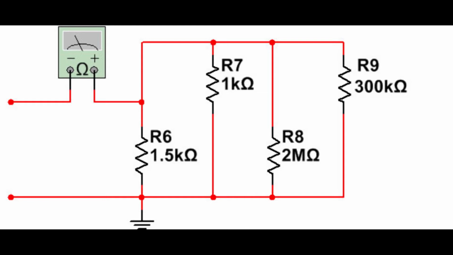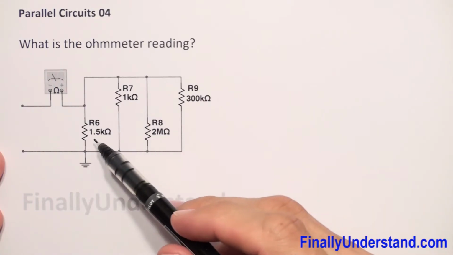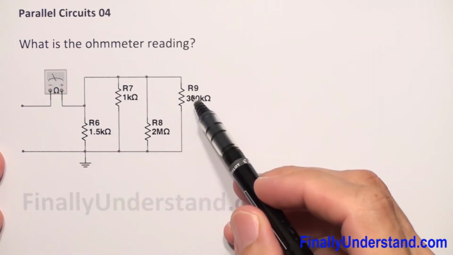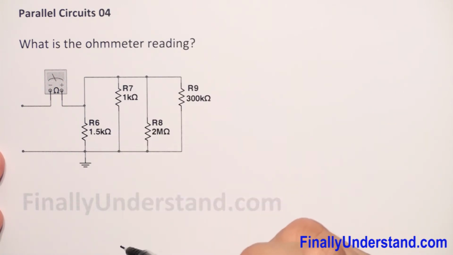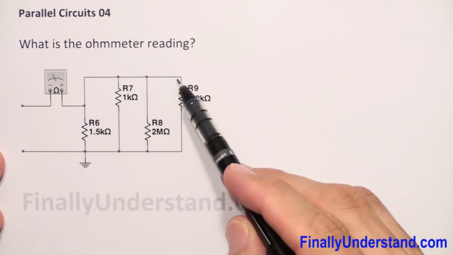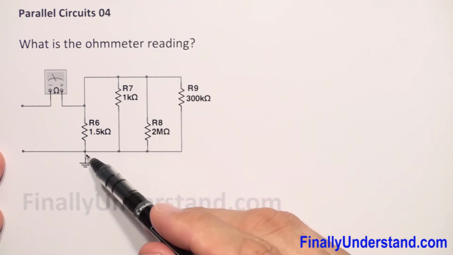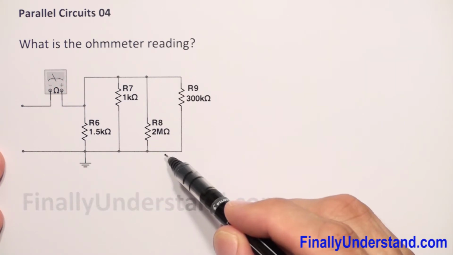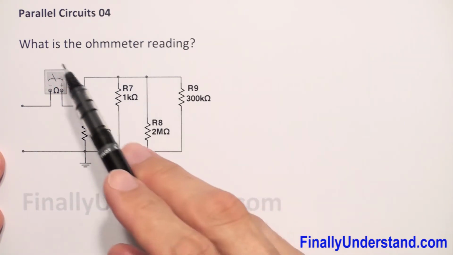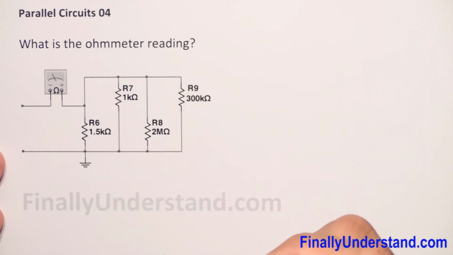Now we have another example. Let's take a look at what happened over here. Please notice that these 4 resistors are in parallel because they are connected together on one side, okay, and they are connected together at the other side. But the question is, what is the ohmmeter reading? Okay, what's the reading of the ohmmeter?